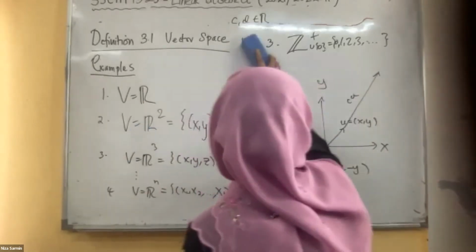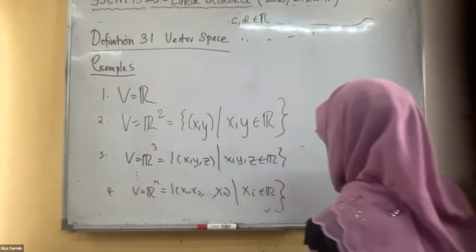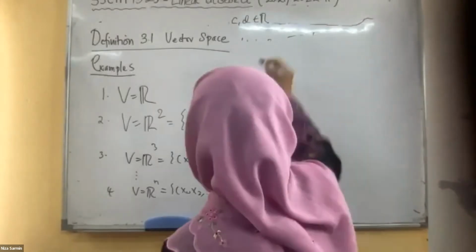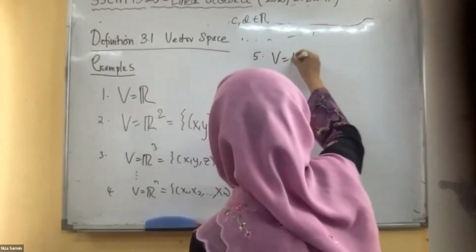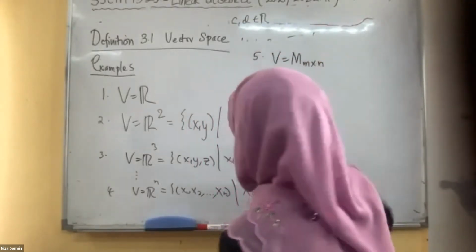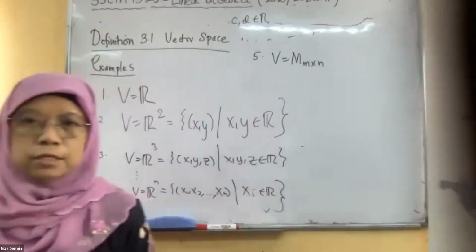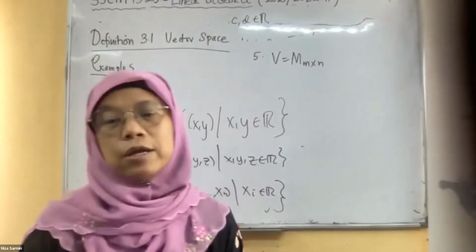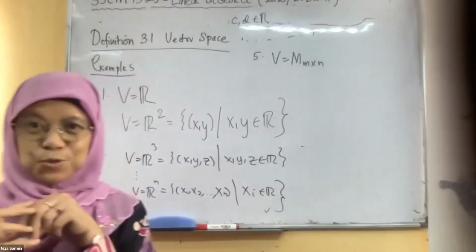Next one is the matrix. I already mentioned to you about the matrices. It can be any rectangle, not necessarily square, yeah.